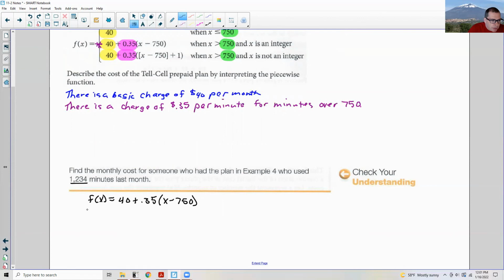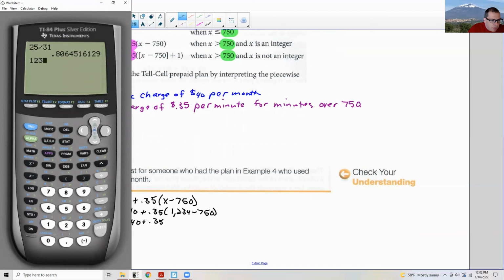I'm looking for f of 1,234. That is our x. So f of 1,234 is going to equal 40 plus 35 cents times 1,234 minus 750. I just show all my work here step by step, and 1,234 minus 750, just so I don't make mistakes, is 484.